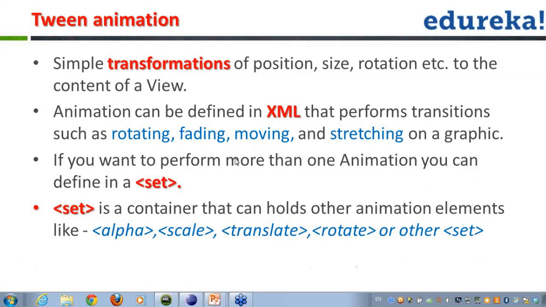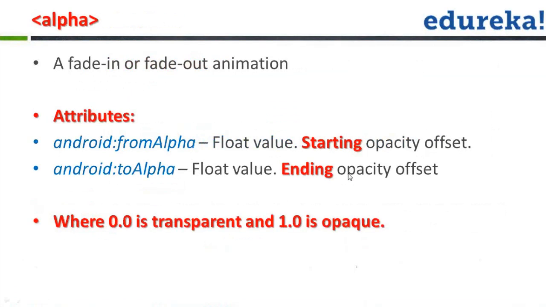If you want to perform more than one animation, you can customize your animation and define it in your own set class. These are the animations that we have: alpha, scaling, translation, and rotation. We'll talk about all of these one by one.